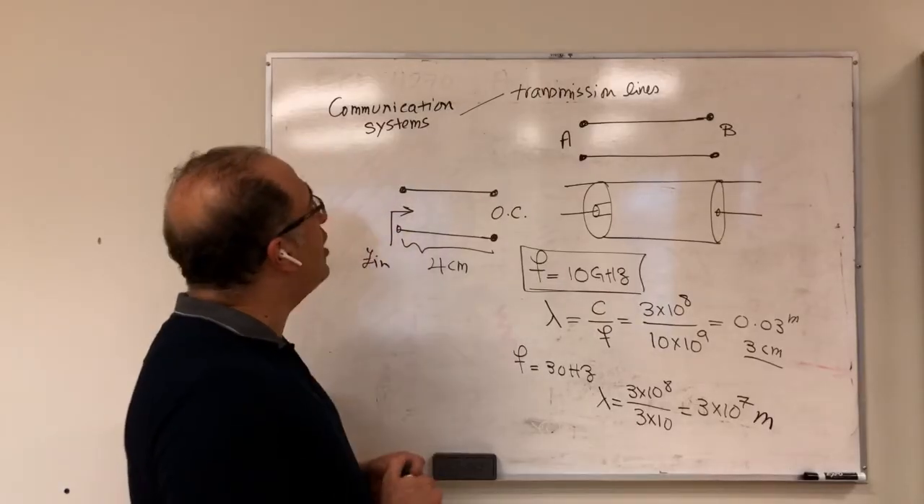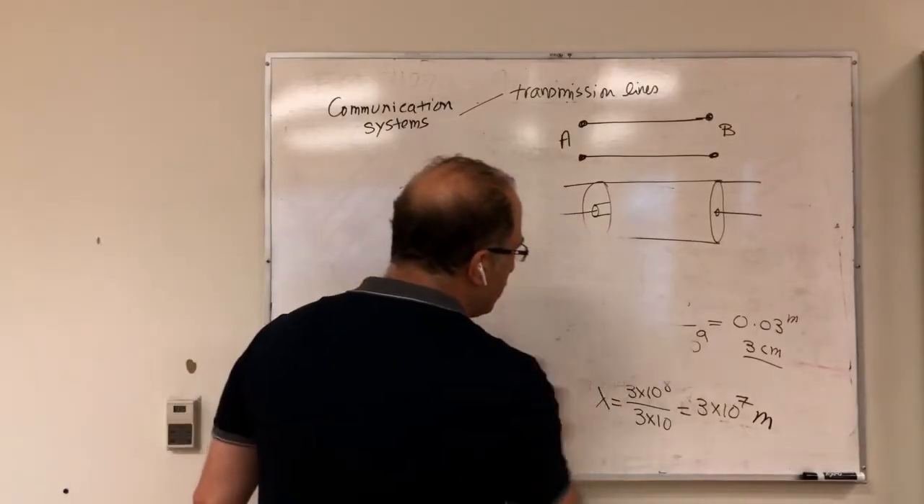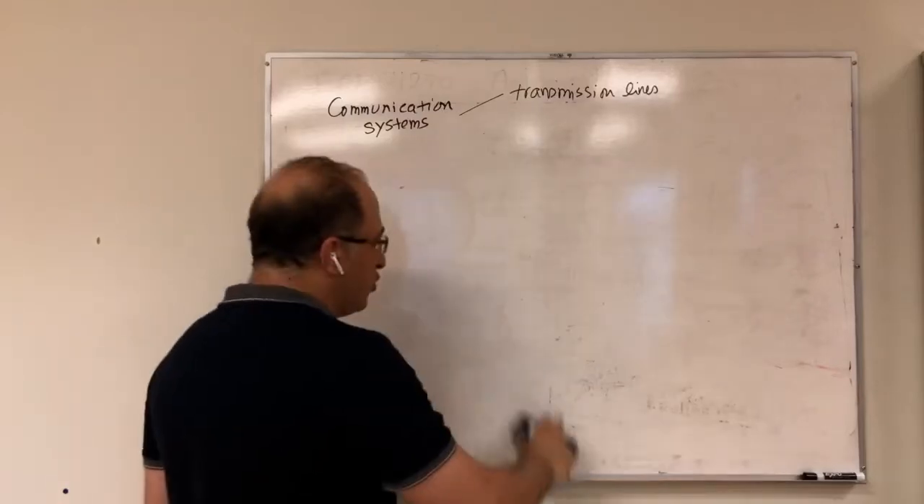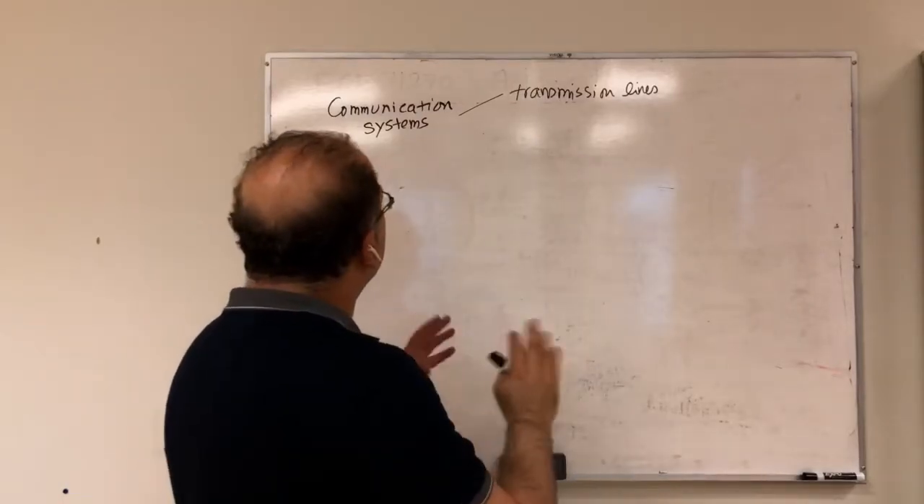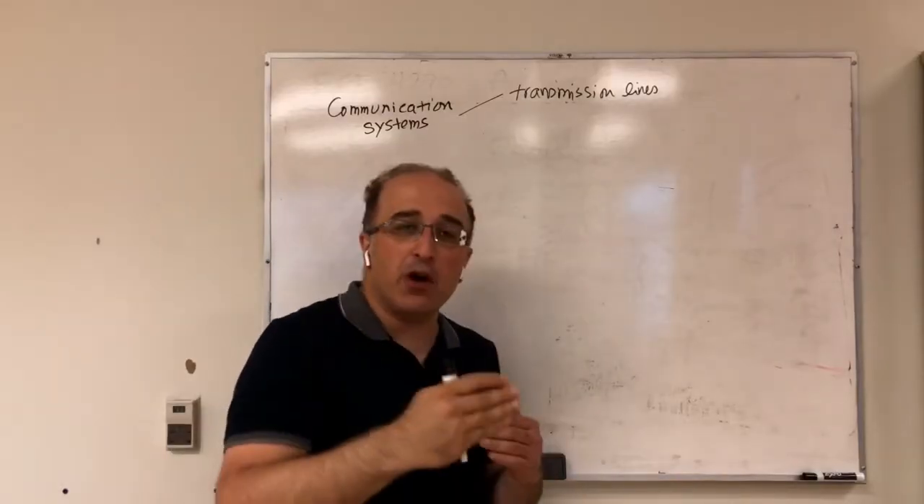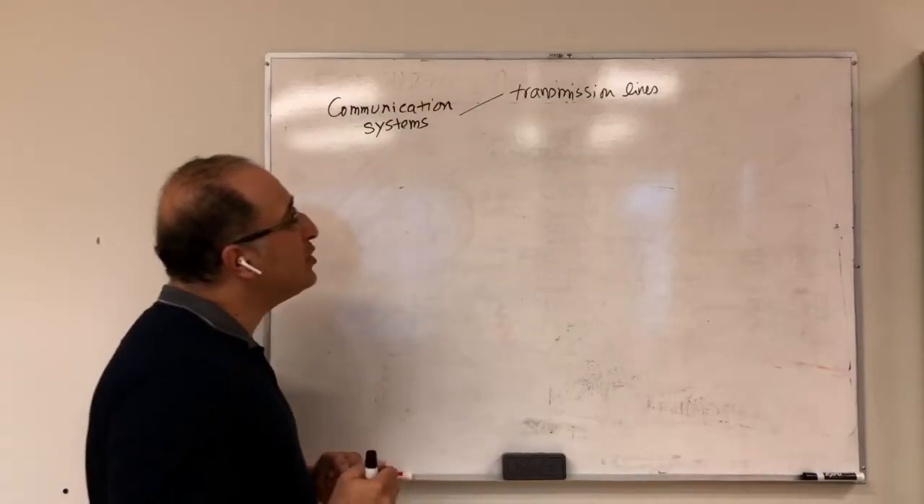So that was our transmission line. We come back to it several times in the course. Something to keep in mind is that one method to transfer information from one point to another in communication systems would be transmission lines.